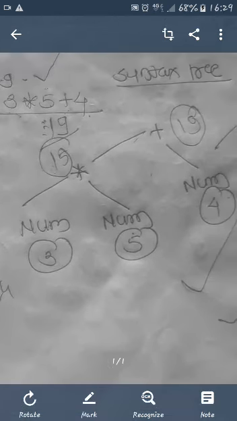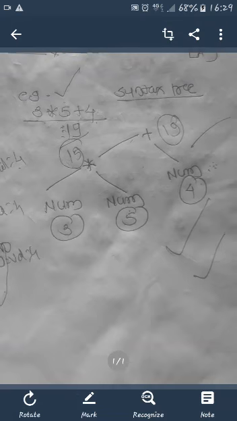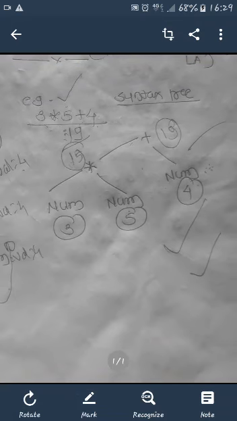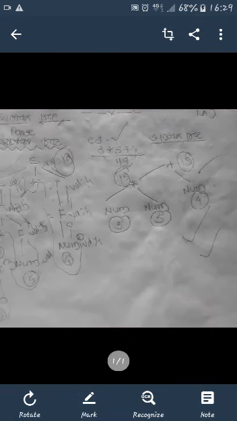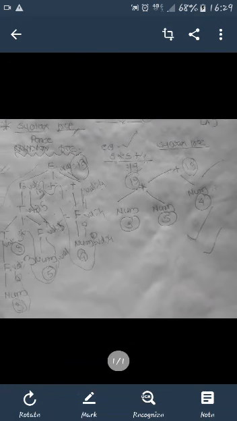So this is how a syntax tree works. That is the syntax tree, and this is the main application of syntax directed translation. Okay, thank you so much.